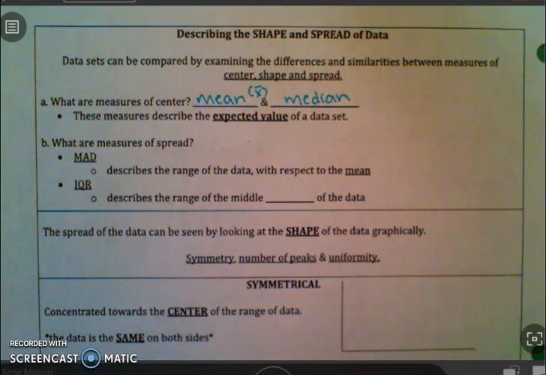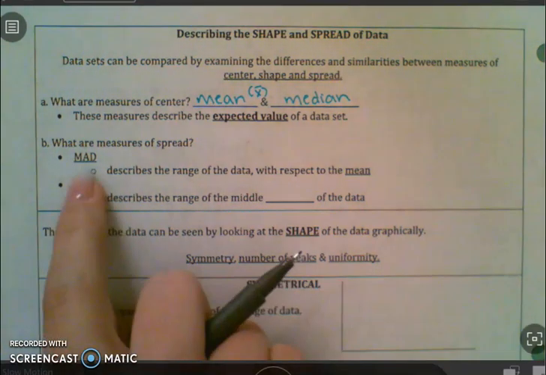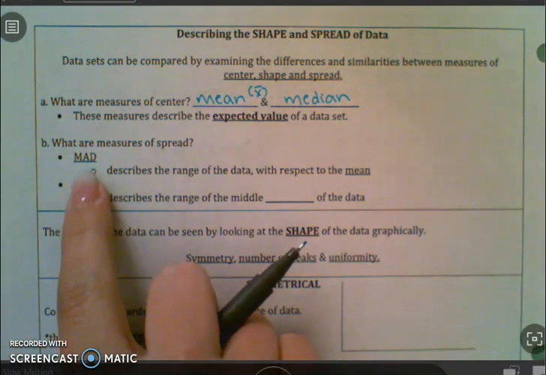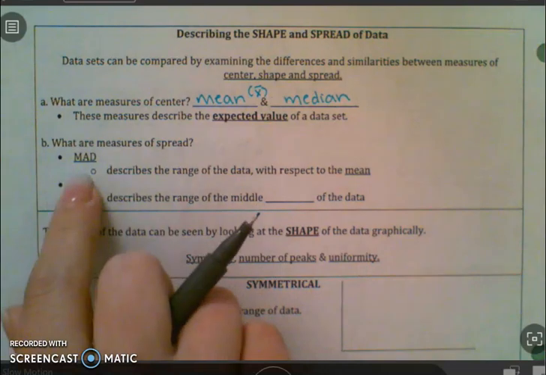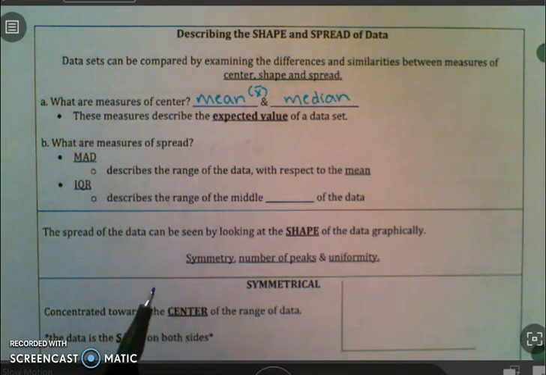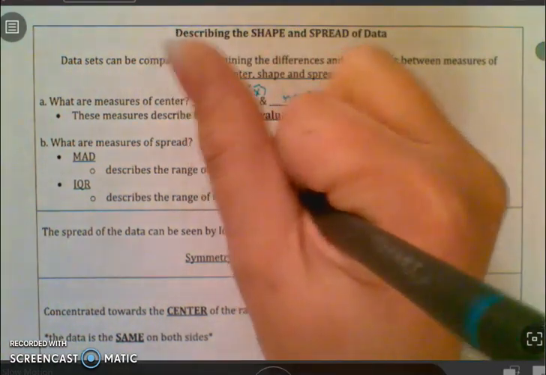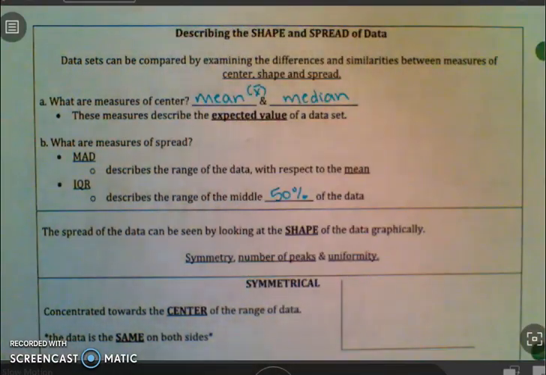So what are the measures of spread? Well, there's the MAD, which we haven't learned yet, but that means mean absolute deviation. And that describes the range of the data with respect to the mean. So we'll talk about this in a couple days. The IQR describes the range of the middle 50% of the data.